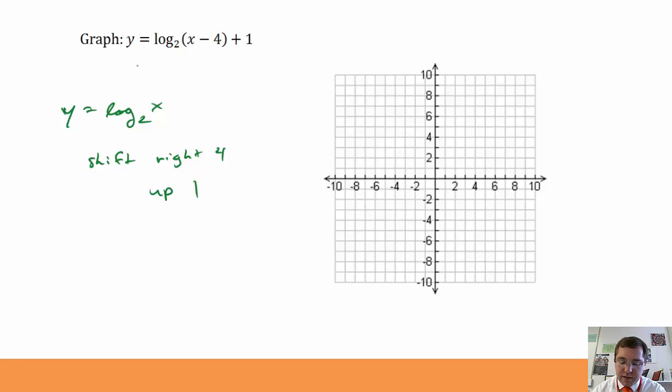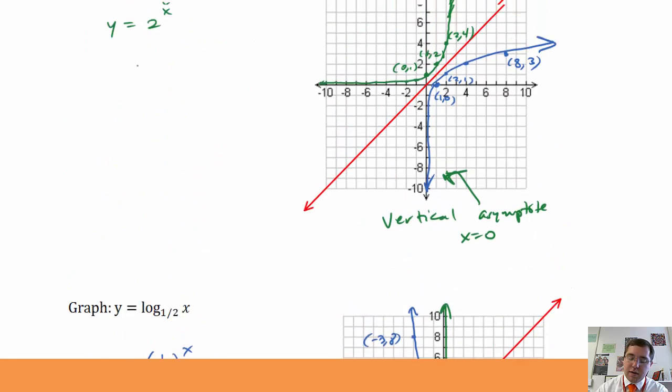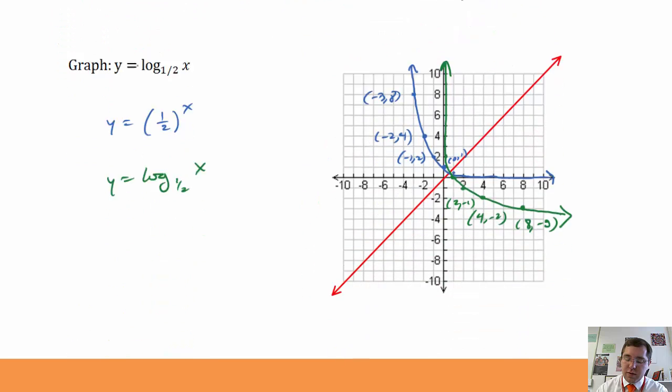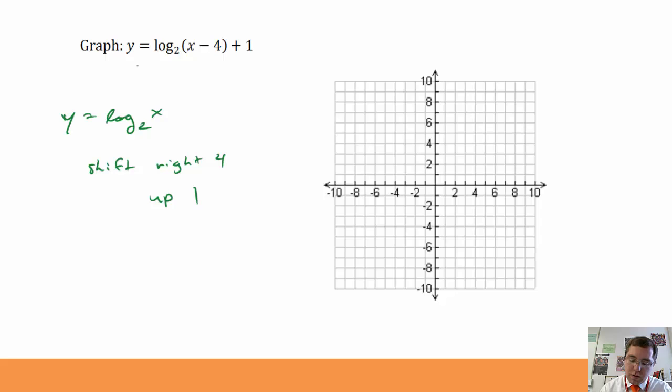So the log base 2 of x, remember what that one looks like. That was the first one we graphed here. Those are the points (1, 0), (2, 1), (4, 2), (8, 3), (1/2, -1), and so on. So I'm going to take that and shift it right 4 and up 1. The point (1, 0), shifting right 4 will be at (5, 0), and up 1 will be at (5, 1). So I'll do these in a different color.